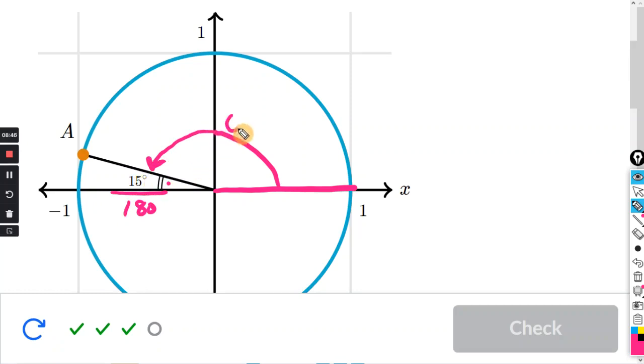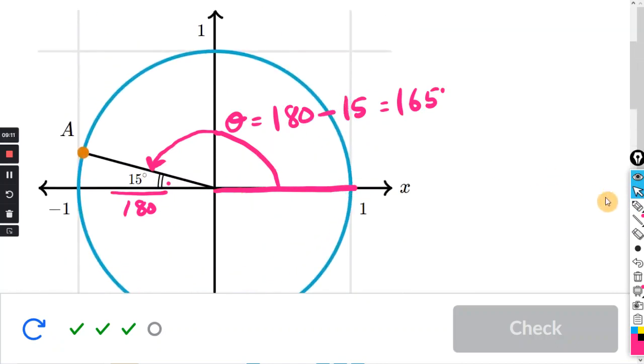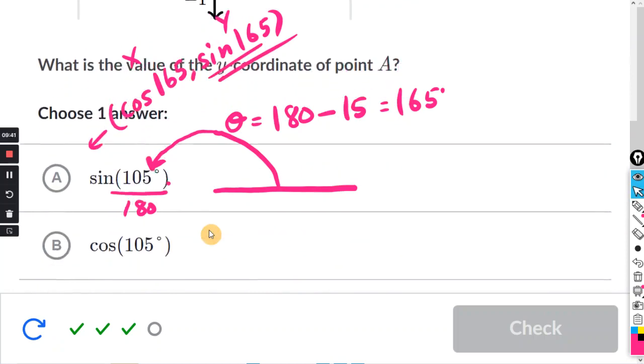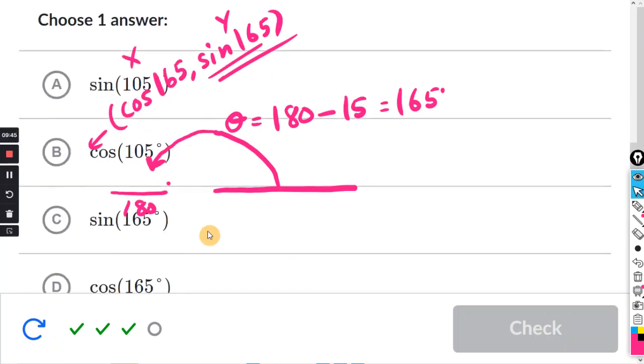So this angle theta is going to be 180 minus 15. We almost made it to 180, but this angle is 15 degrees, so that's going to be 165. The angle is 165, and we're looking for the y-coordinate. Remember, cosine comma sine. So this point is cosine of 165, comma, sine of 165. The first one is the x, and the second one is the y. They asked us for the y, so it's going to be sine of 165. That is answer C.